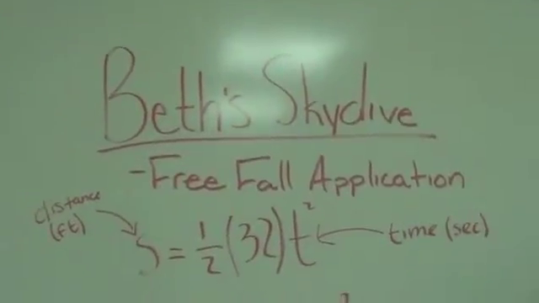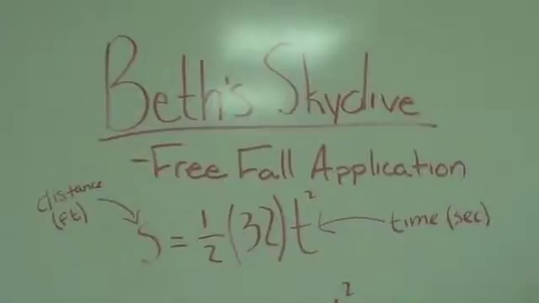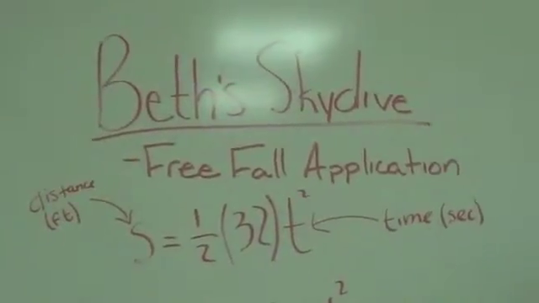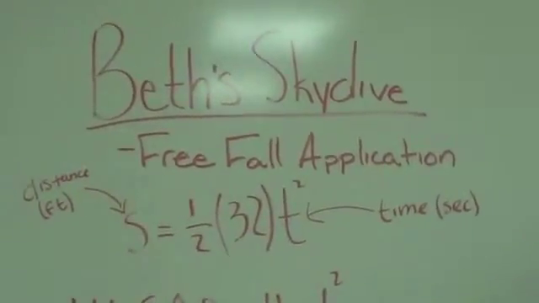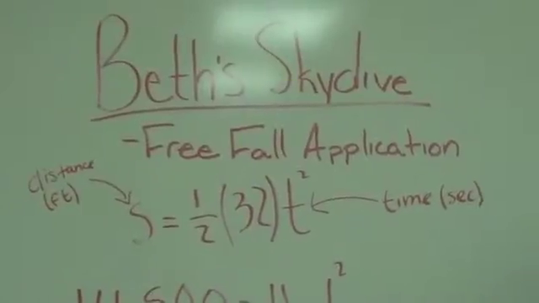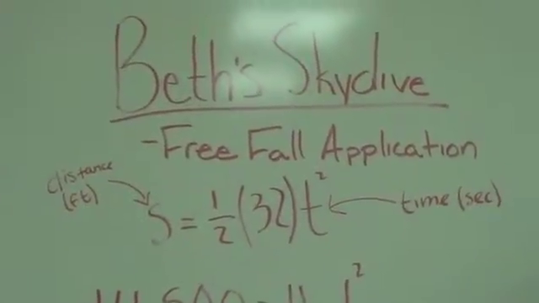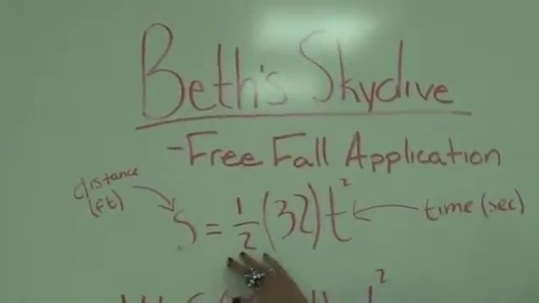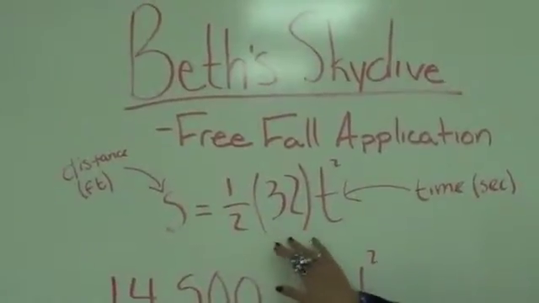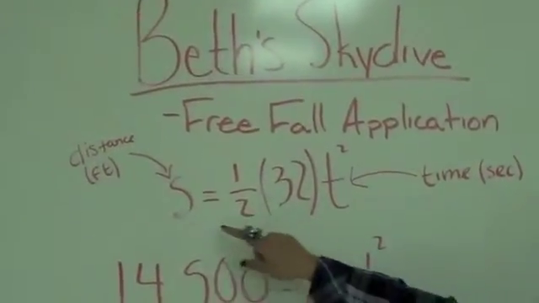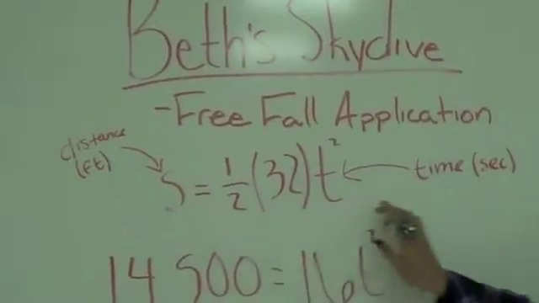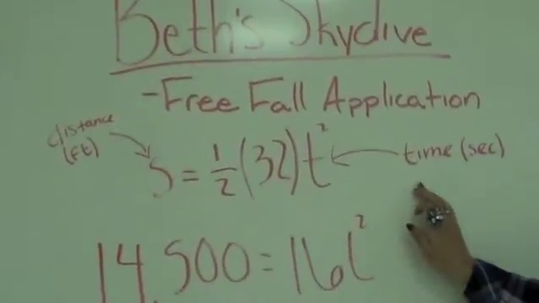In the video clip before, you saw the practical application of a free fall problem in Beth's skydive. Here, we will show you how to find the time it took for her to fall from the plane to the ground. So you use the formula S equals 1/2 32t squared, S being the distance in feet, and t being the time in seconds.